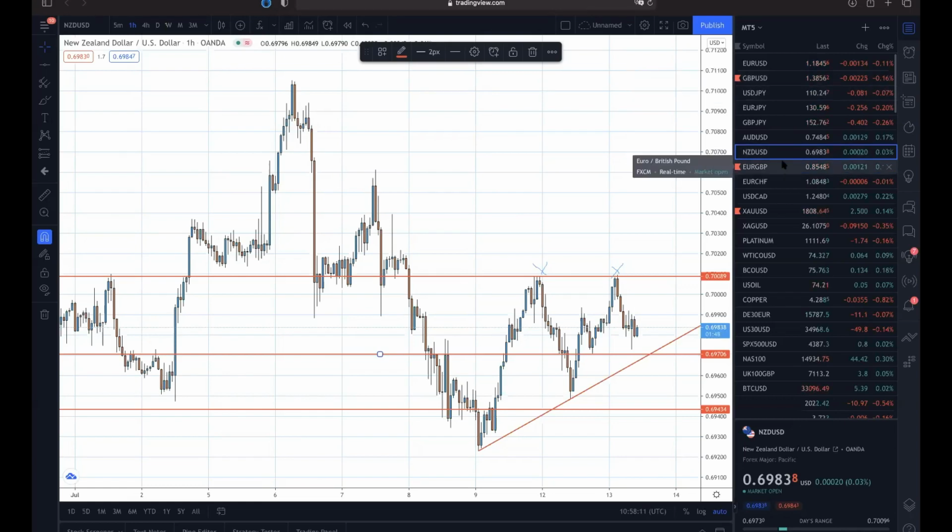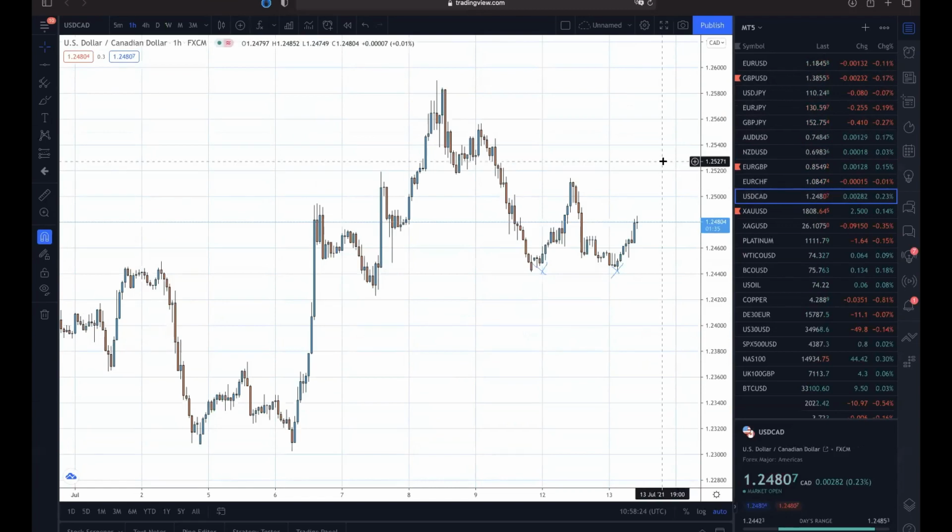So, carry on. Should we look at a few commodities now, or have you got any other currency pairs in mind? I was actually going to revisit the Canadian dollar. And look, your annotations work just fine here. I don't have to change my drawing.